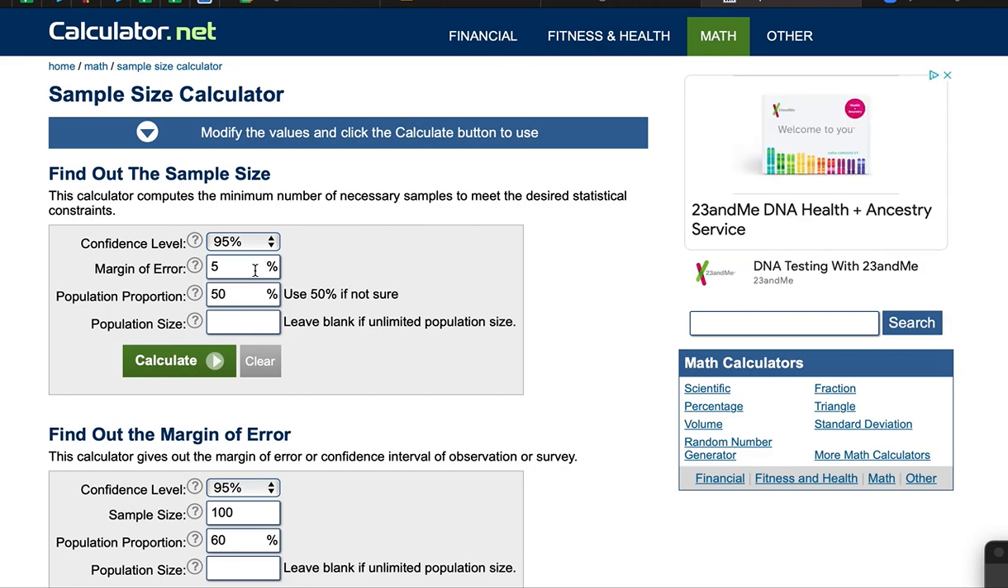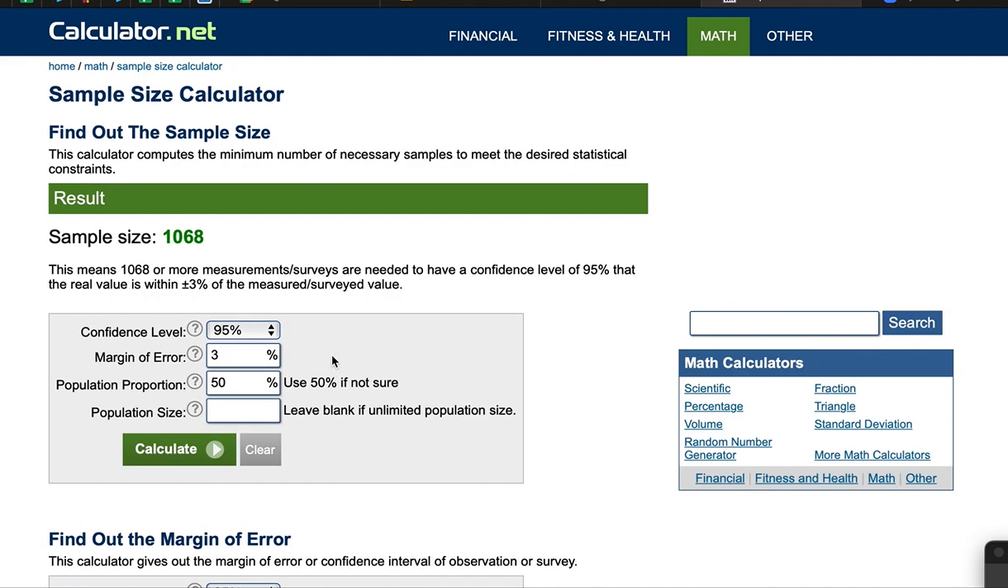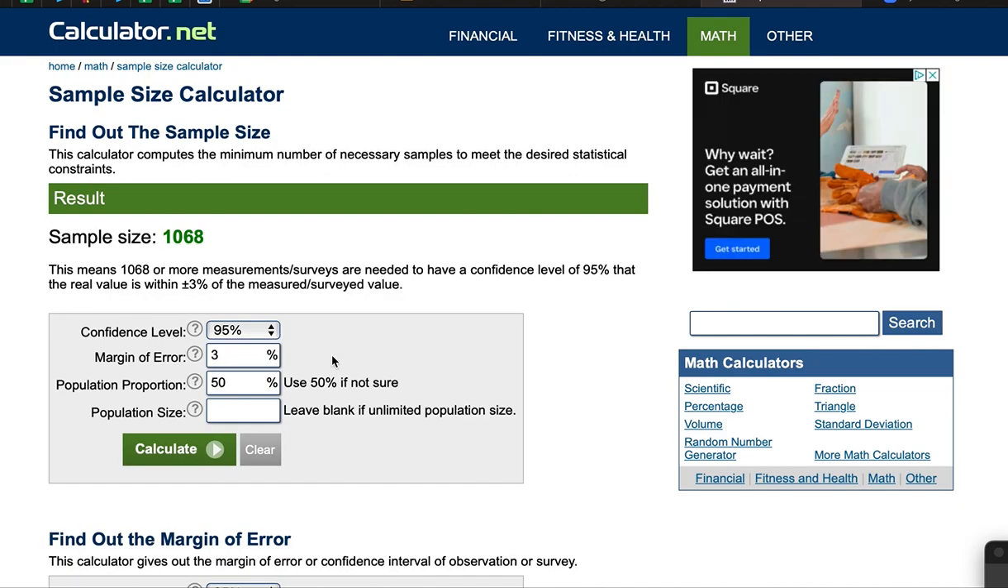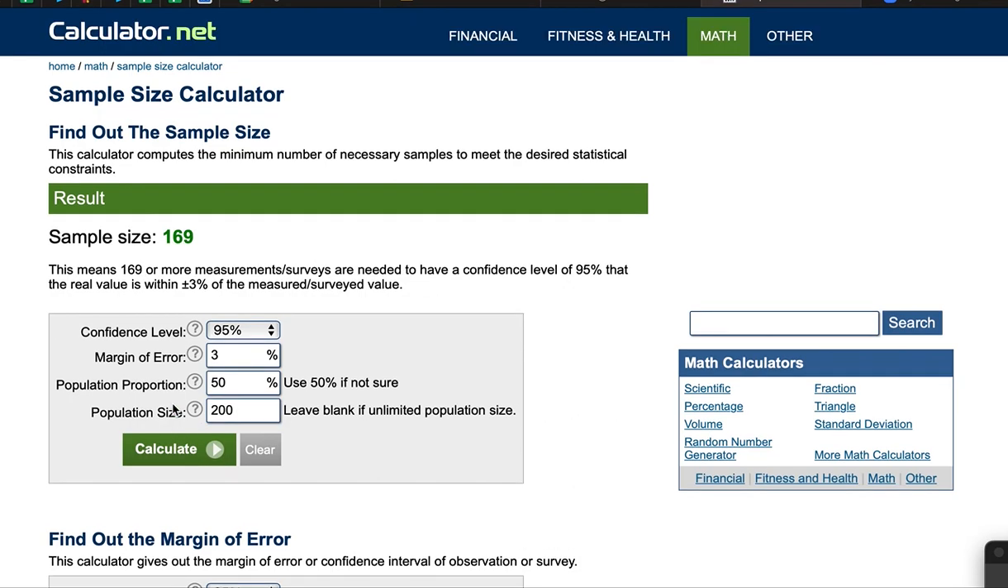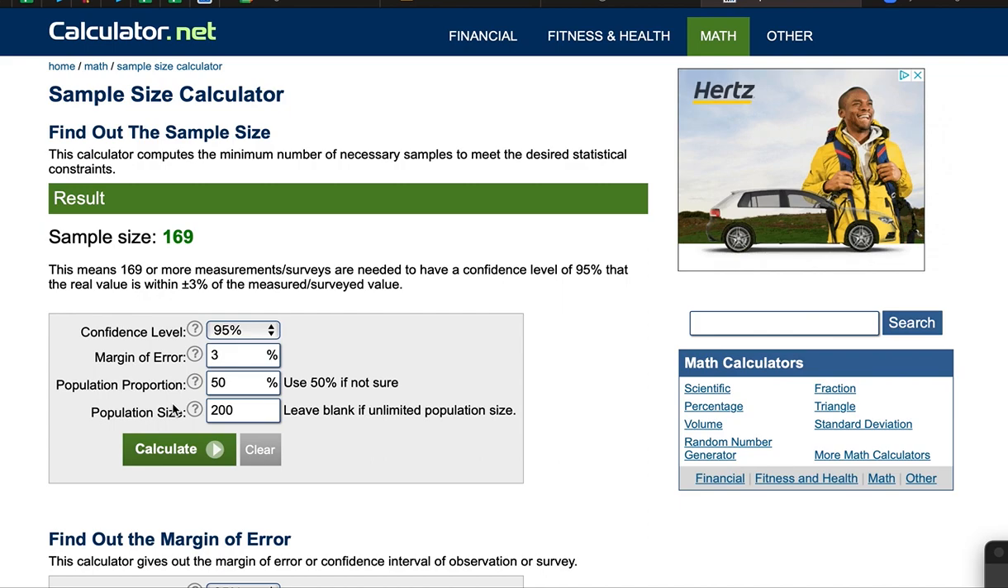With the sample size calculator, you might have a confidence level, and again, your margin of error, let's say we want that to be 3%, and if we don't know, we want unlimited population size, you'd probably want a sample of 1,068 items to get that 95% confidence level along the way. So let's say you have a population size of 200, then you'd want a sample size of about 170 in this case with these particular levels.